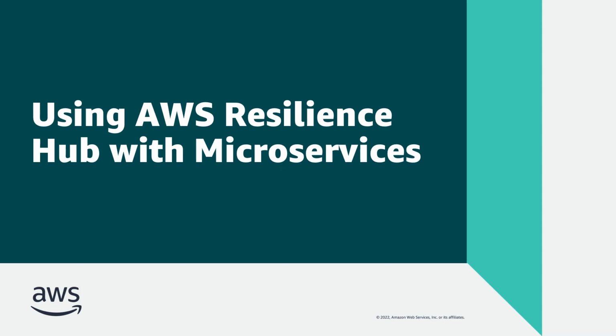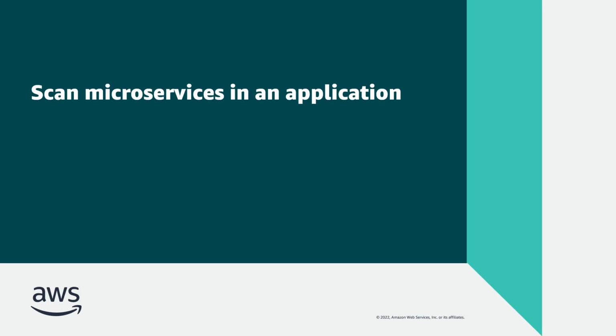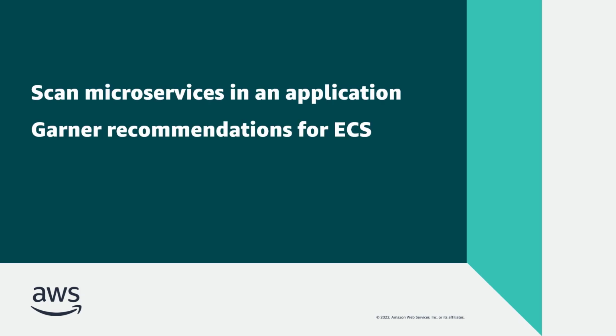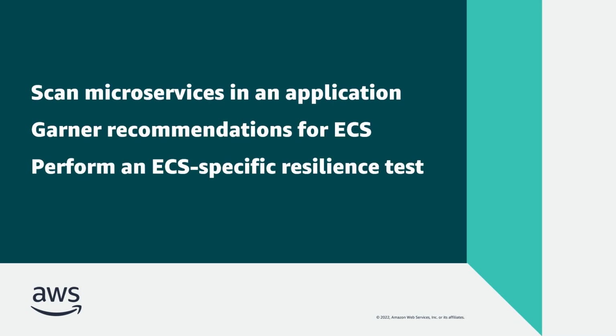In this video, you'll see how you can use AWS Resilience Hub with microservices. Using Resilience Hub, you can scan microservices in an application, garner recommendations for Amazon Elastic Container Service or Amazon ECS, and perform an ECS-specific resilience test.